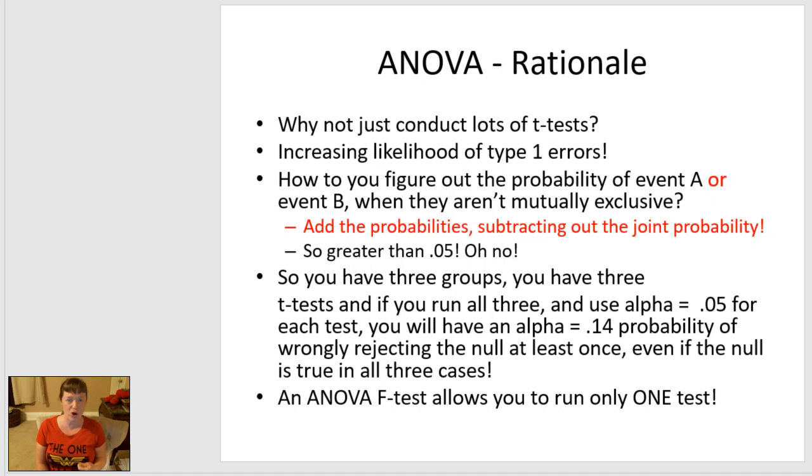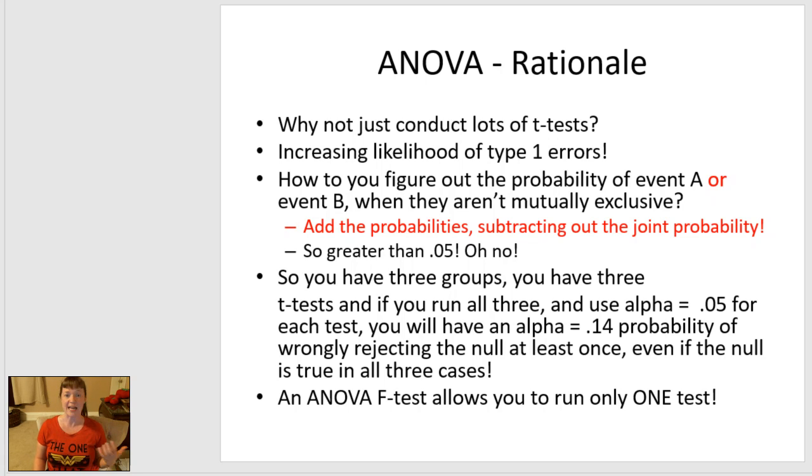And what do we know about OR questions from probability? You add the probabilities together. So it's 0.05 plus 0.05 plus 0.05, and then you subtract out that little joint probability because they're not mutually exclusive. But I've gone ahead and calculated it for you. The probability of committing a type 1 error at least once, if you do 3 different t-tests, is 0.14. So now your alpha isn't 0.05 anymore, it's 0.14. You have a 14% chance of committing a type 1 error at least once if you do 3 different t-tests.